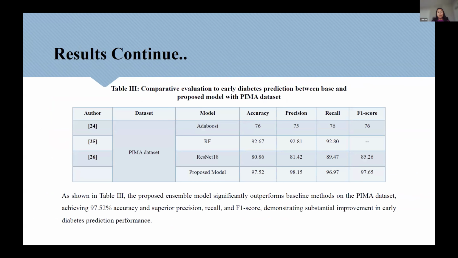Now, a result comparing only the people that have used the PIMA dataset, the dataset that we have used. And by the way, this is very popular data in Kaggle. What we can observe here is the other people have used AdaBoost, Random Forest, ResNet 18, but my approach, which is a combination of a few models, leads to higher accuracy and a higher F1 score.